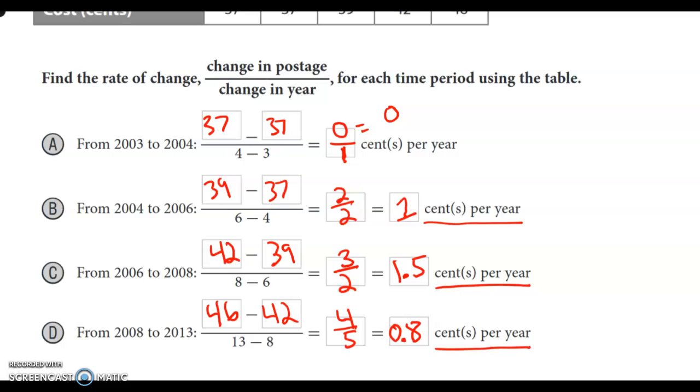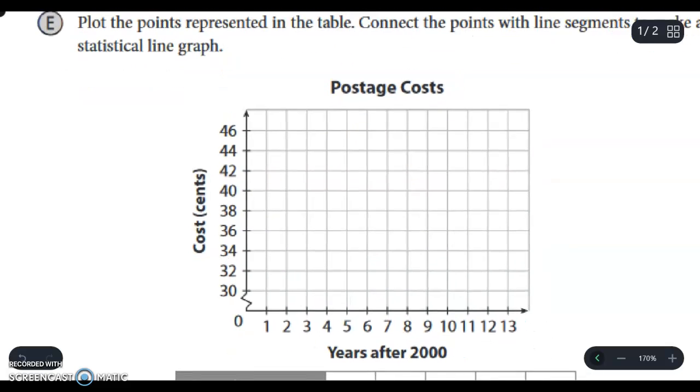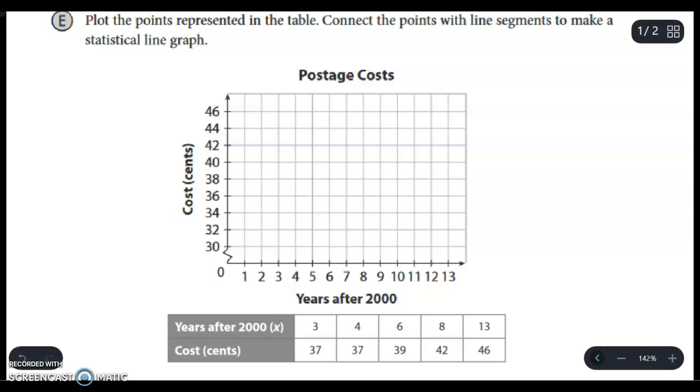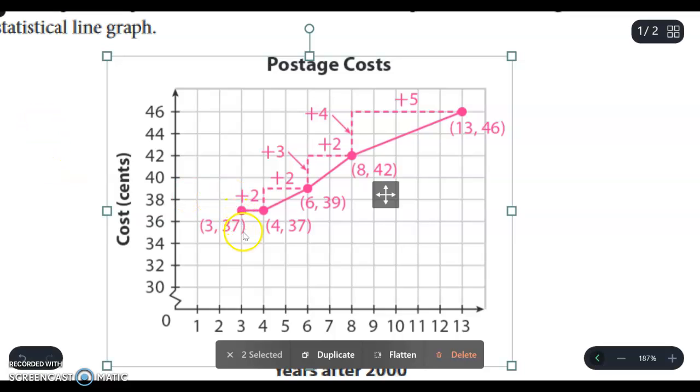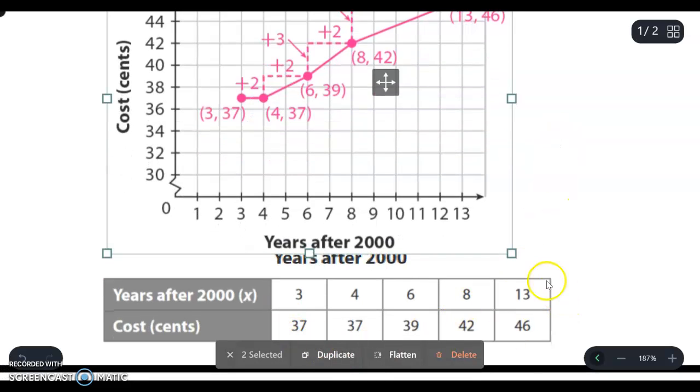Now the next thing we want to do is look at the rate of change coming from a graph. So what you want to do next is we're going to plot those exact same points on the graph first. So I'm going to go ahead, pause the video, and put those points up here on this graph. Okay, so this should be what your graph looks like. You've got 3 and 37, 4 and 37, 6 and 39, 8 and 42, and 13 and 46 based on this table that's down here. Okay, stretch that out a little more.